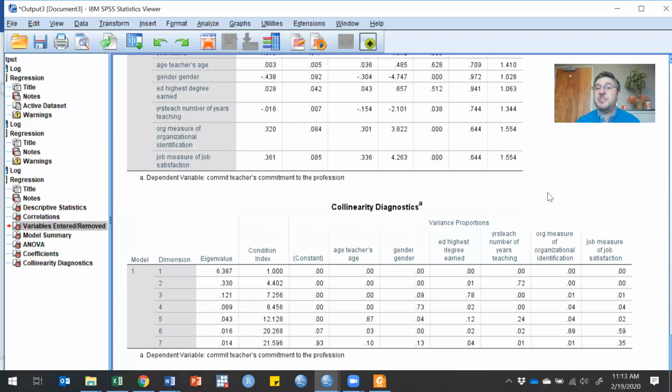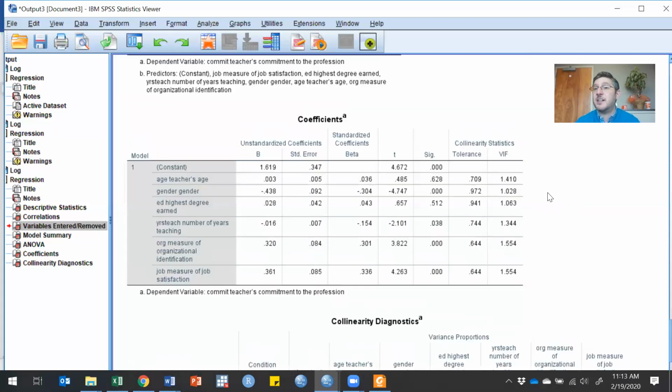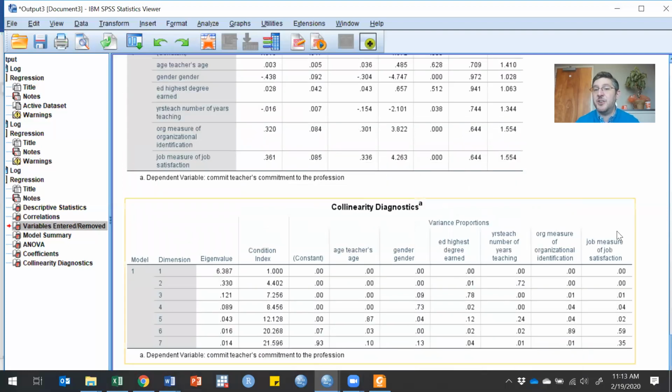I would use this table here if I found that there was high multicollinearity. I would then use this to diagnose where that multicollinearity is expressing itself. Usually you would look for condition indexes greater than 30 or an eigenvalue that was really close to 0. And then you look across the row at these variance proportions.